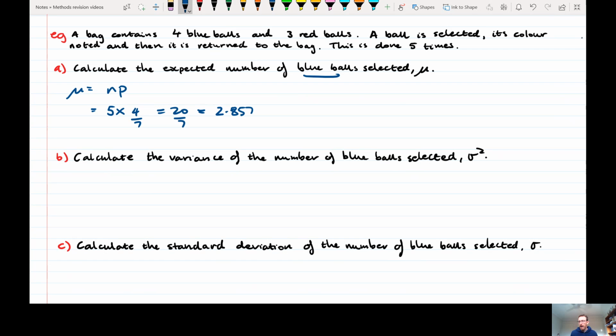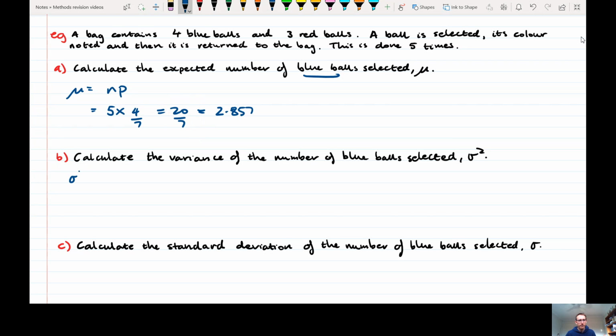But essentially what's happening is if I do that trial again and again, so the experiment 5 times, another 5 times, another 5 times, over and over, long term across all the different experiments, you're looking at an average of 2.857. On a tech-free exam, you'd leave it as 20/7. They wouldn't ask for decimals from that point.